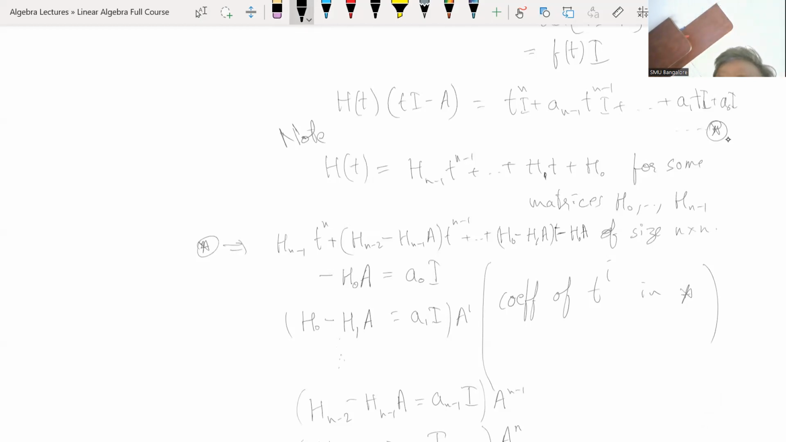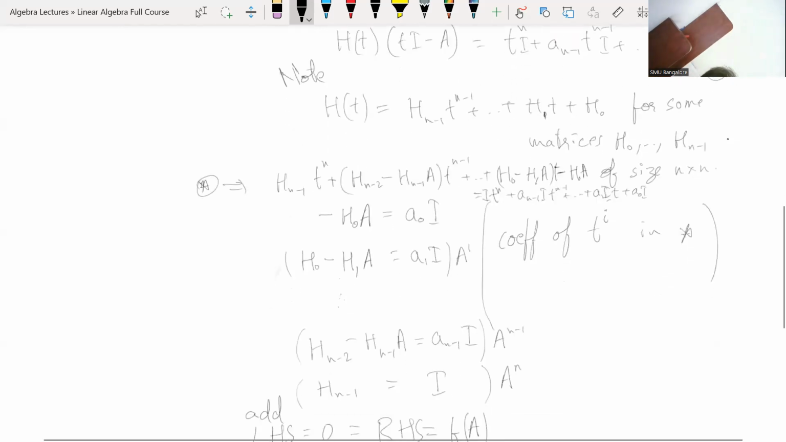So star implies this is the same as t power n. Maybe I'll write the matrix in front so that it's similar: a(n minus 1) I t power n minus 1 plus so on, a1 I t plus a0 I. So this is how you can write that star. And then you equate the coefficient of t power i for various i's. So now equating the coefficient of t power i, you get these identities.